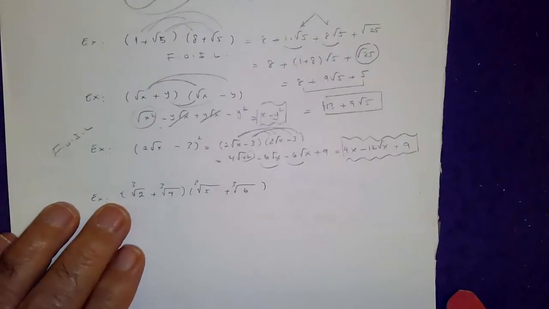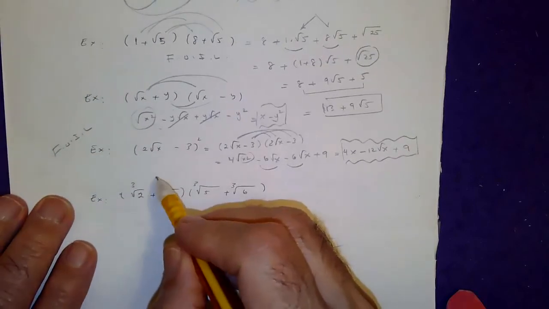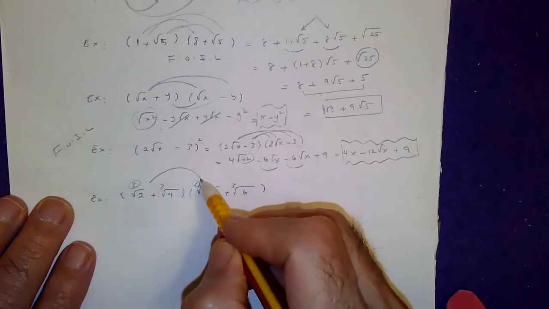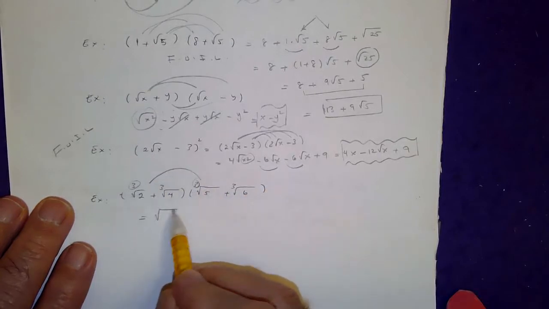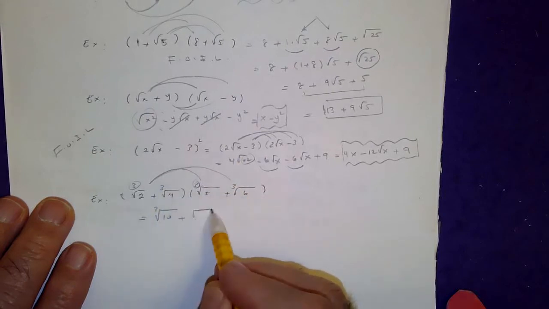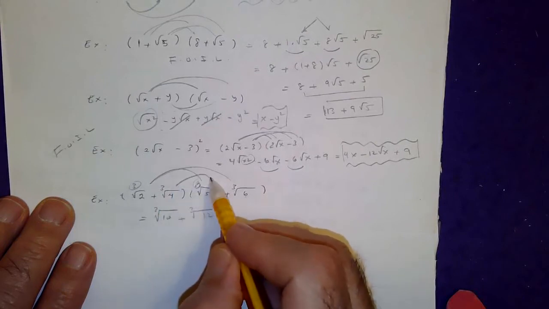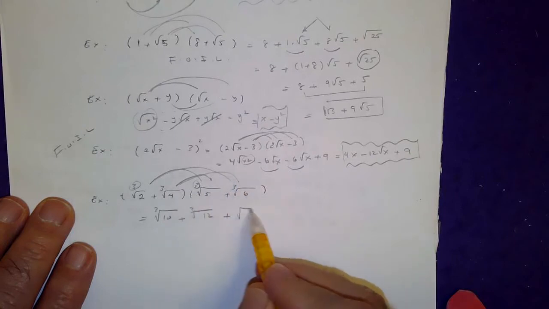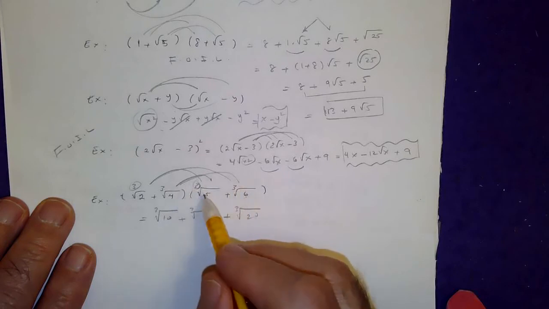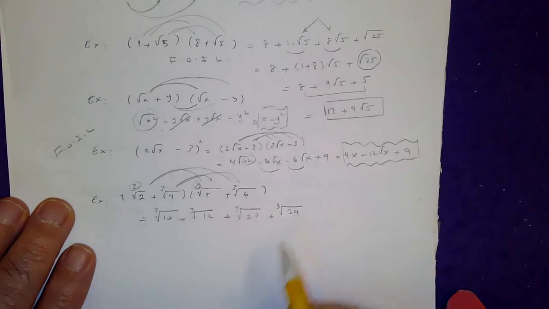I could also have what? Two terms in each term, but with cube root, no problem. As long as the indices match, I can multiply. So how do you multiply these guys? You kind of go cube root of 10. Then you would go cube root of 2 times 6 is 12. Then you do the same thing with this guy, which is cube root of 4 times 5 is 20. And cube root of 4 times 6 is what? 24.